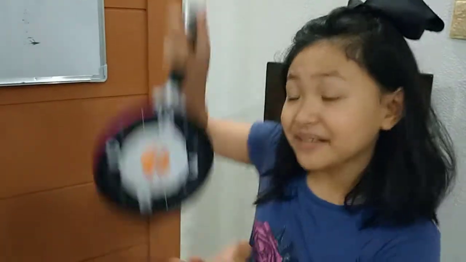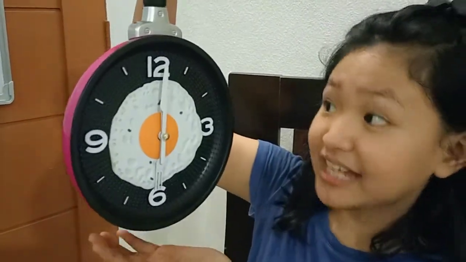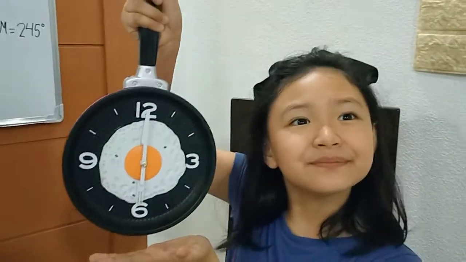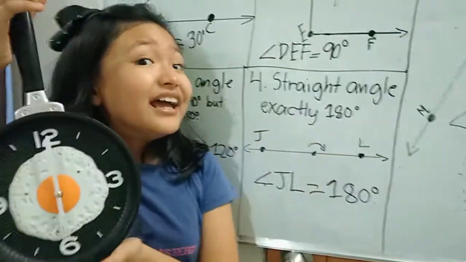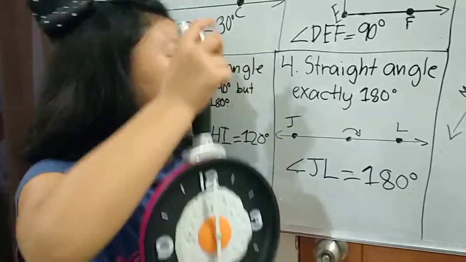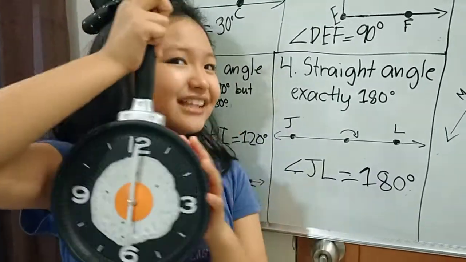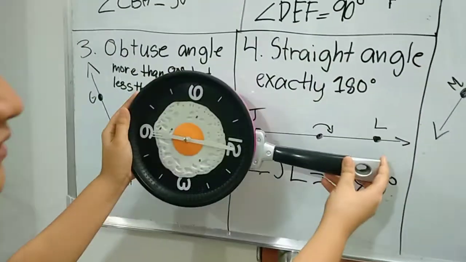Last, what is this angle? It's 6 o'clock. What angle is this? If your answer is straight angle, you're right! It is a straight angle because it measures exactly 180 degrees. Look!